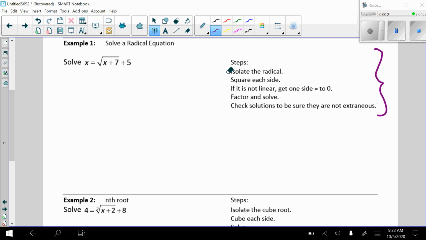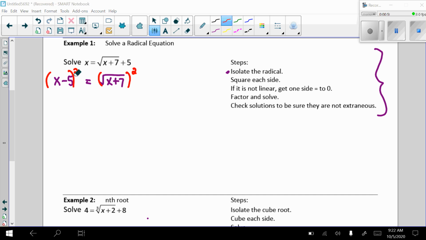The first thing we have to do is isolate the radical. So we will subtract 5 from each side of this equation, giving us x minus 5 equals the square root of x plus 7. Now that we have the radical isolated, we know that the inverse of taking the square root is to square something. So what we have to do is square the left and right side of the equation.